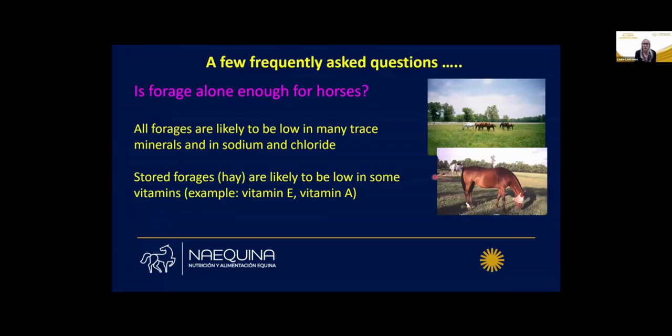The next question is, so you've talked about energy, protein, calcium, and phosphorus. Does that mean that we can feed just forage alone? And the answer to that is for a while, but probably not recommended. Because almost all forages are likely to be low in many trace minerals, things like zinc and copper, and they're typically low in sodium and chloride. So if nothing else, the horse needs some kind of a salt block. And keep in mind that stored forages like hay are also likely to be low in some vitamins, for instance, vitamin E and vitamin A.